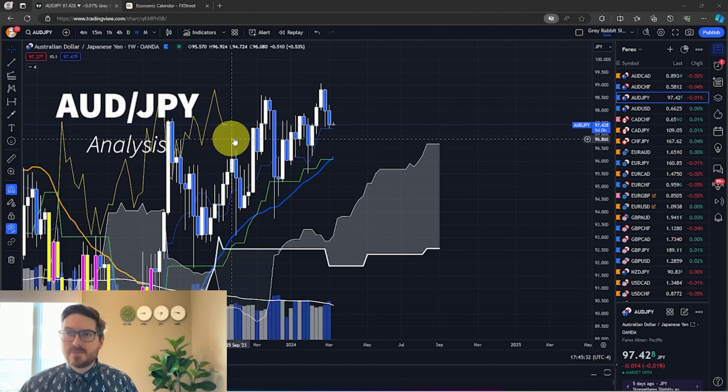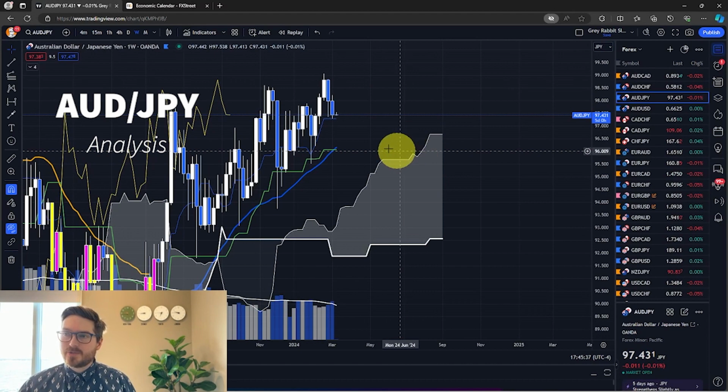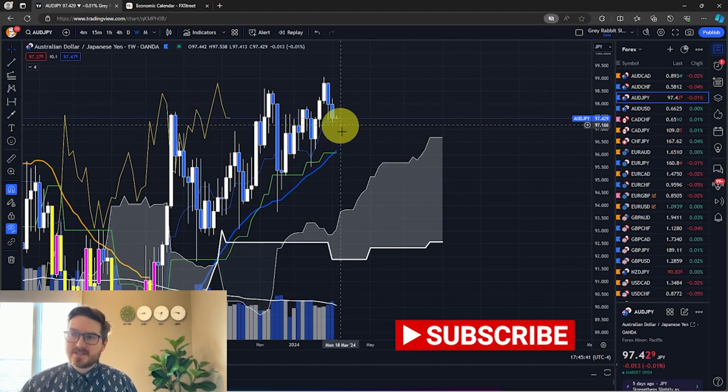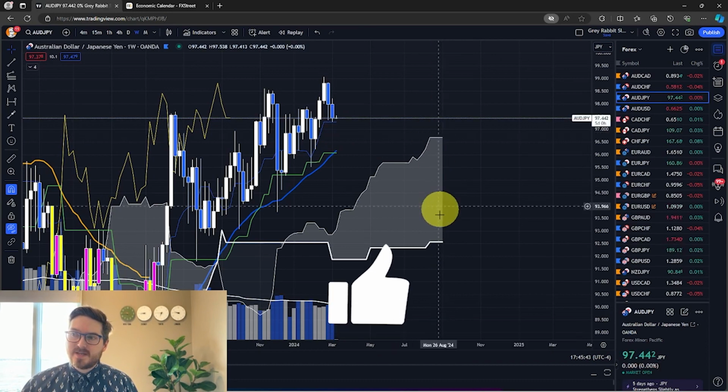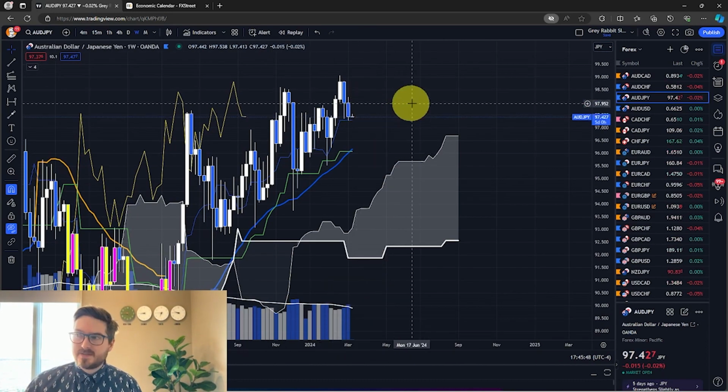Okay, AUD Japanese yen on the weekly. Now overall we have a bullish Kumo cloud with a nice structure here. Price is above the Tenkan-sen and the Kijun-sen. However, the Tenkan-sen, Kijun-sen, Senkou Span A and B are all flat. And so this tells us that price could be retracing this week.